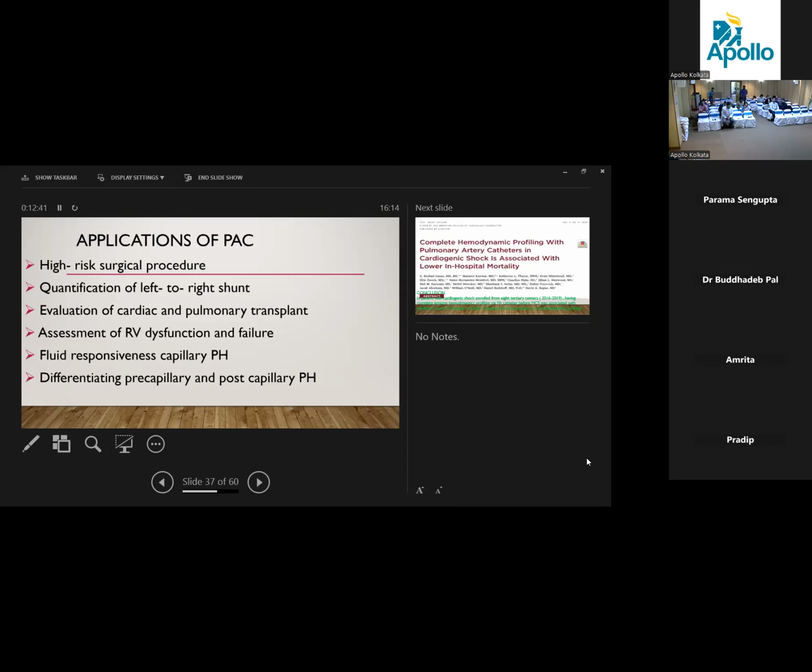Applications of the pulmonary artery catheter include high-risk surgical procedures, quantification of left to right shunt, evaluation of cardiac and pulmonary transplant patients, assessment of RV function and failure, fluid responsiveness, and differentiating pre-capillary and post-capillary pulmonary hypertension.